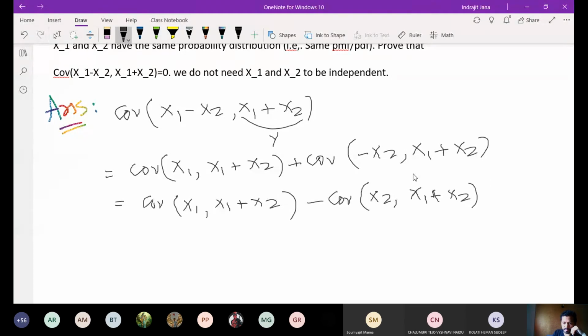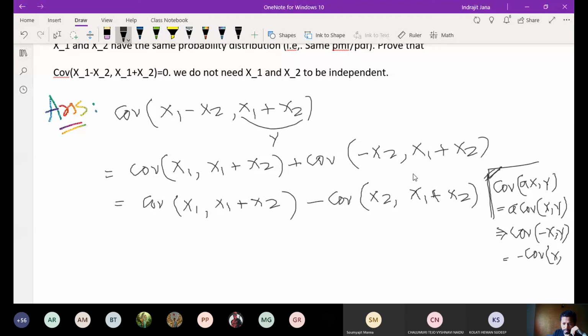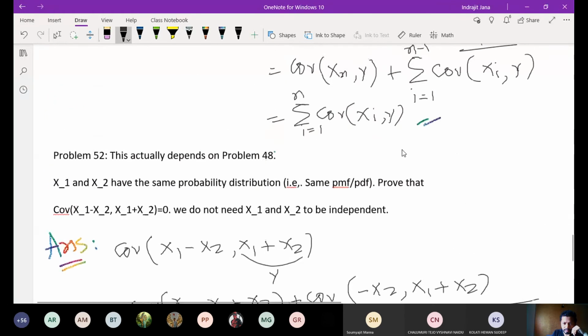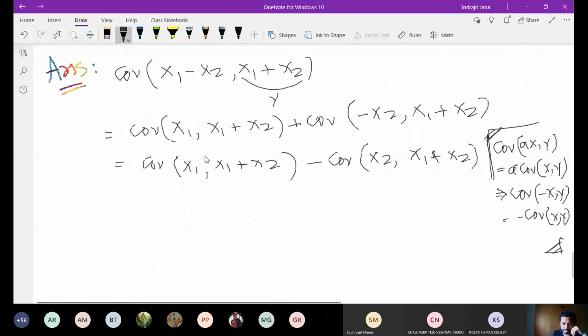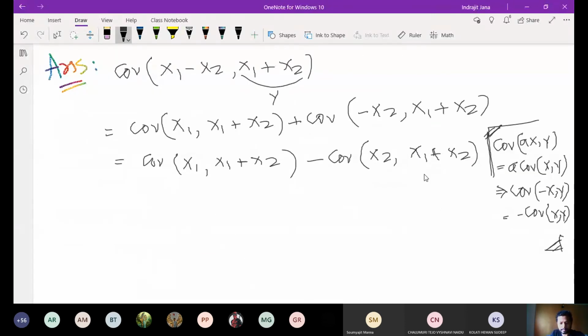Once again, these are very similar. If you are wondering why this negative is coming out as negative, the fact is that this was problem 47, I guess, covariance of ax comma y is a times covariance of x comma y. Okay, so in particular, if a is negative 1, then covariance of negative x comma y is equal to negative of covariance x comma y. The proof of these things is extremely simple and very elementary algebra. If you have understood the proof of 48, essentially the same thing. We apply the definition of covariance, you will get the answer.